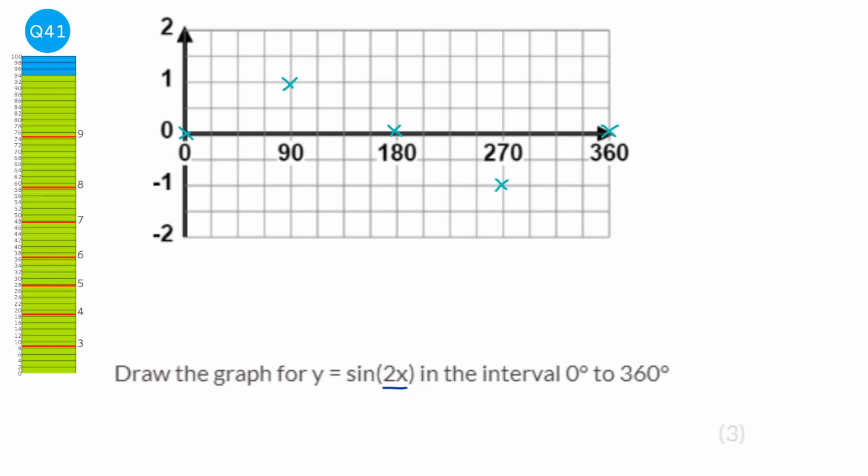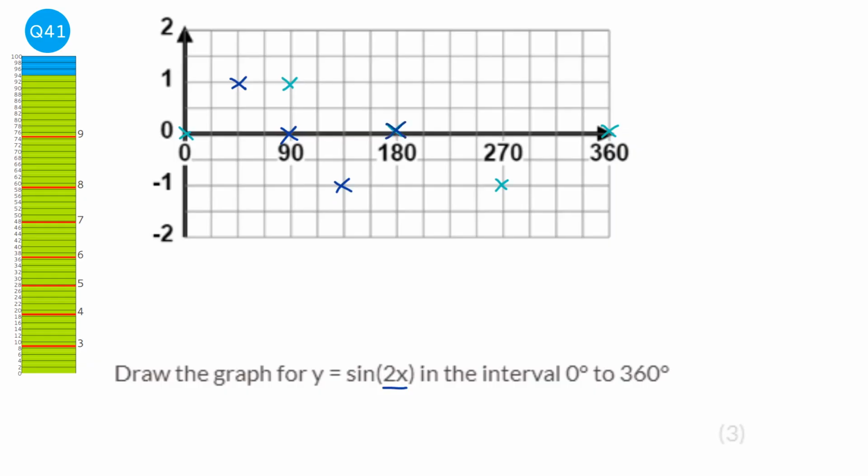So looking at this first x-coordinate, we've got it at 90, 1. Well, that will now be at 45, 1. This next one here is at 180. It crosses the x-axis. It will now cross the x-axis at 90. Get to minus 1 at 270, halve that, and we're just halving each of the points.